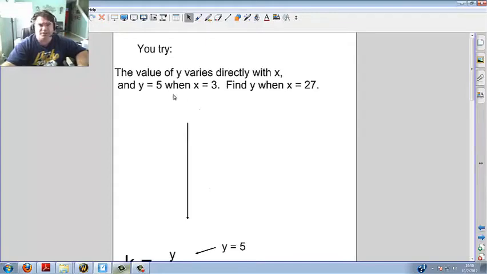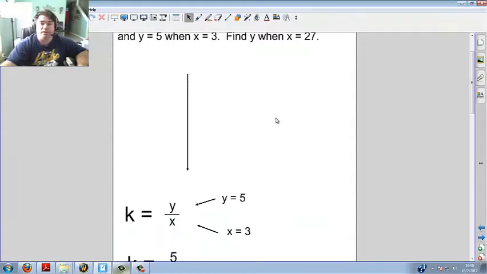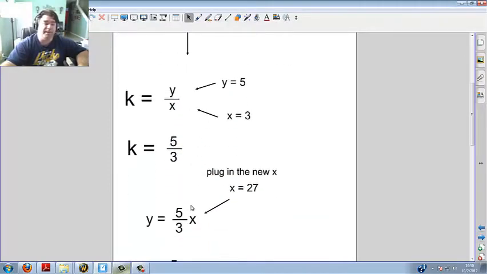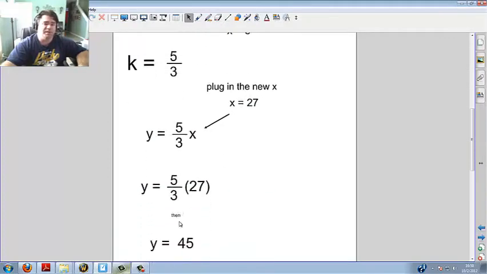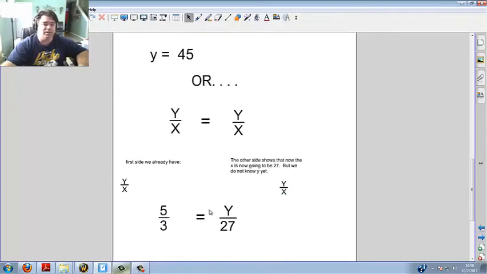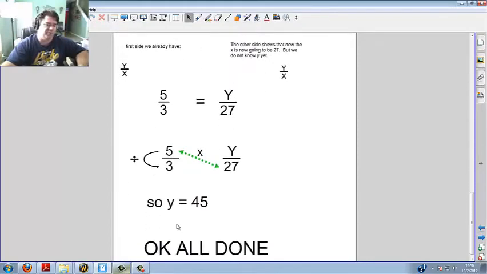You try. Last try. The value of y varies directly with x, and y equals 5 when x equals 3. Find y when x equals 27. Well, you can do it a couple different ways. You could just take y over x, which is 5 over 3, plug 27 in, 27 times 5 divided by 3 makes 45. Or, looky here, 5 over 3 equals y over 27, crisscross applesauce, magic, it's still 45.